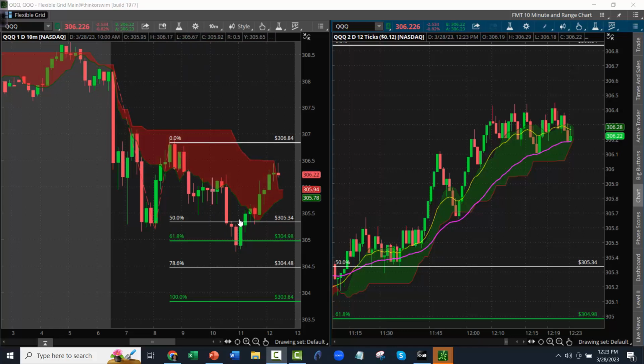But 3 awesome intraday trades on the QQQ. And of course, we have signals for lots of other symbols as well. But that was the demonstration today, and it worked out good.